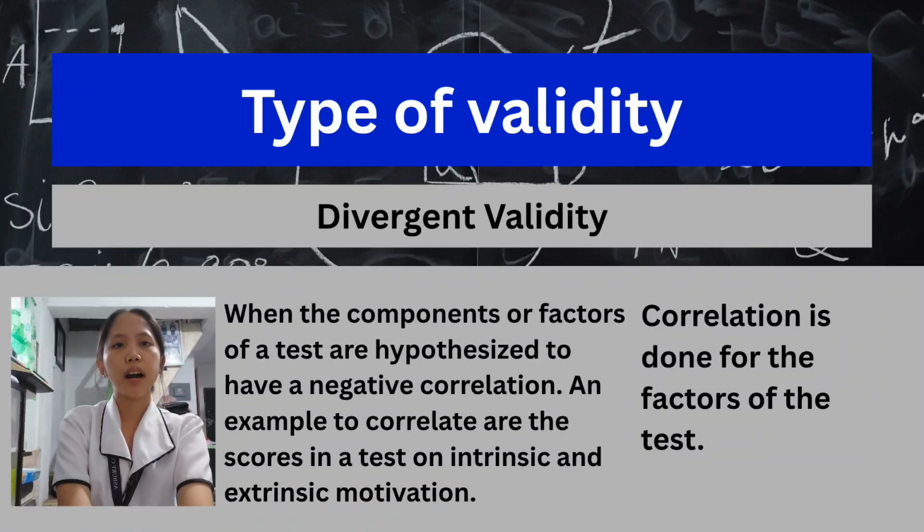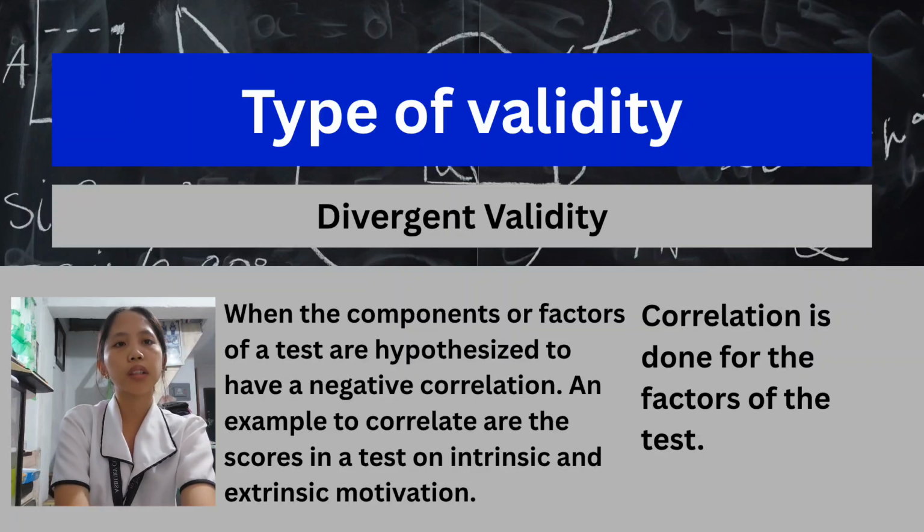And then lastly, we have the divergent validity. Parang ito yung kabaliktaran nung kanina. It simply means that we check naman whether yung two factors that are expected to be different actually show different results. So, in other words, yung mga bagay ba na dapat magkaiba is magkaiba nga ba talaga?